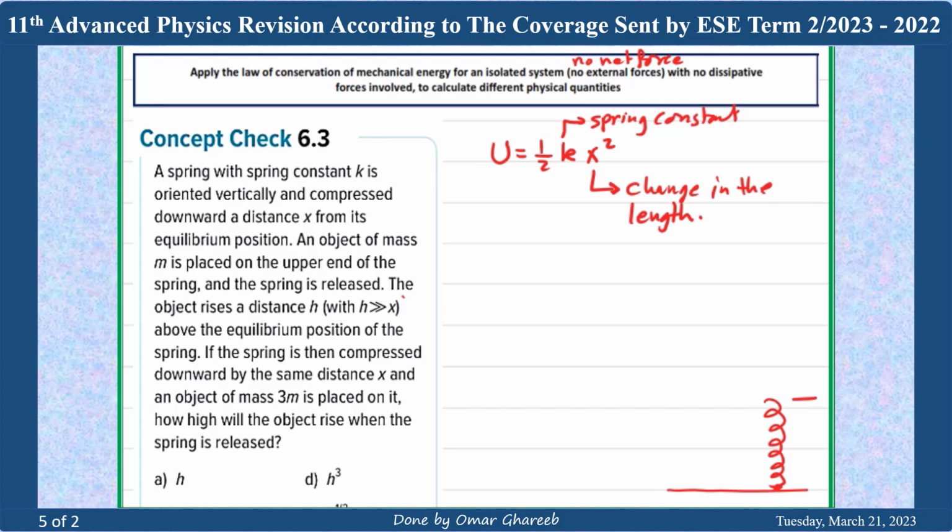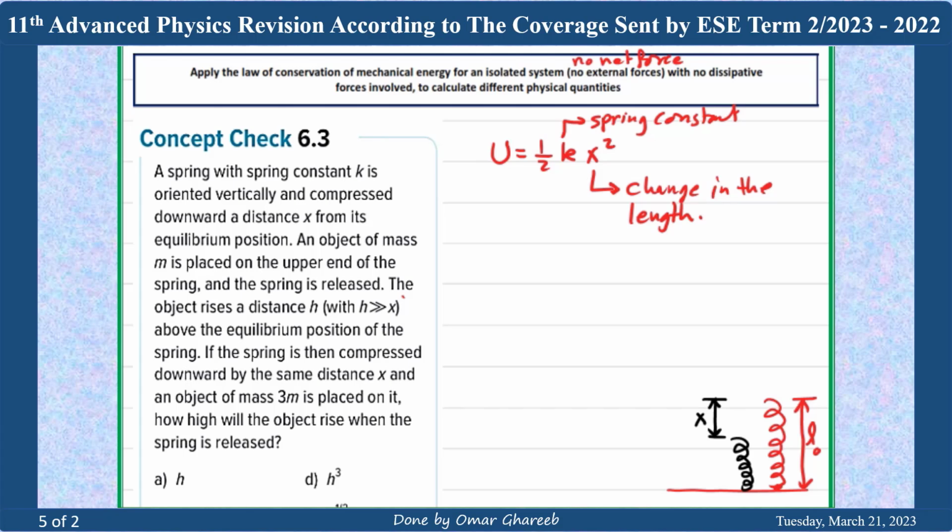So this is the original length of the spring. Let us name it as L0. Now, the question suggests that we compress the spring by x. So the length of the spring becomes like this. This distance is x.